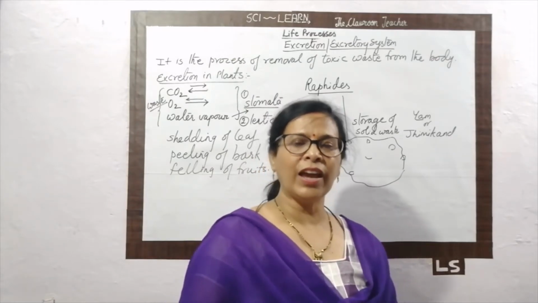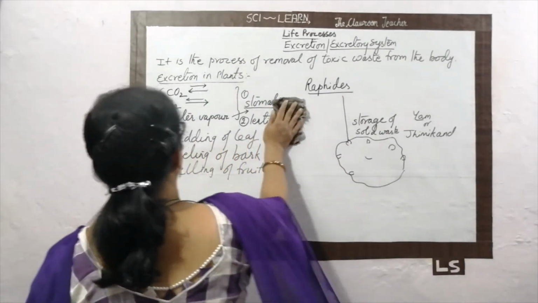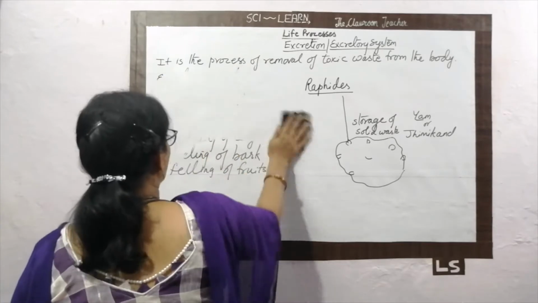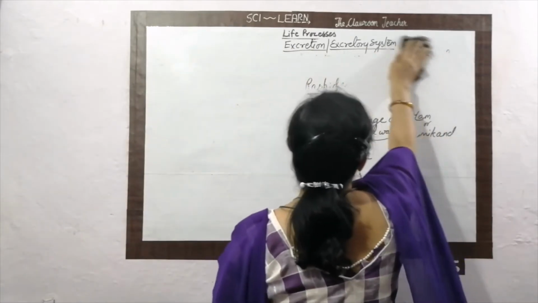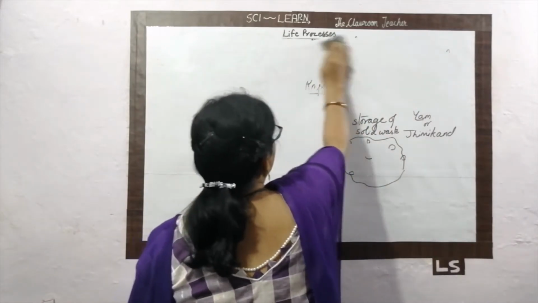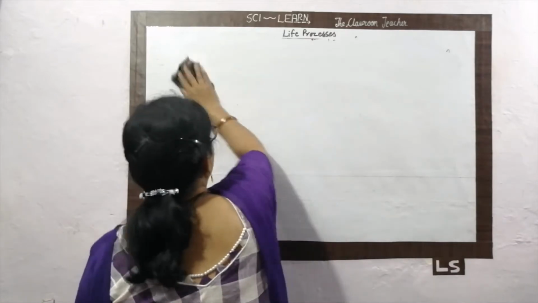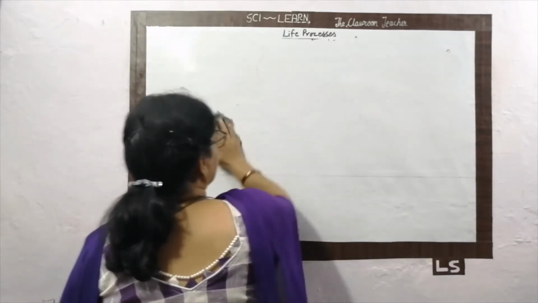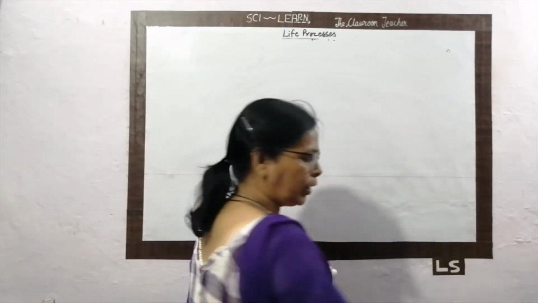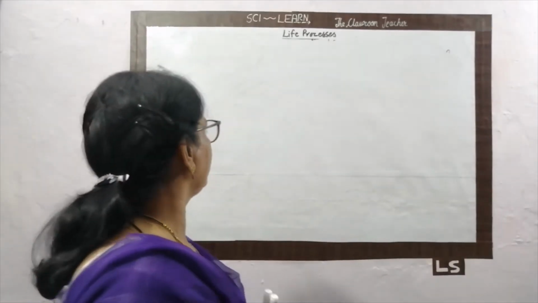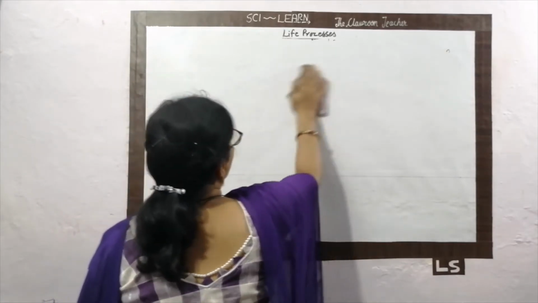So basically, we have to study the process of excretion in human beings. What is excretion? You know very well. The process of removal of toxic substances from the body, whether it is the plant body or the animal body, is called excretion or the excretory system. But what happens in the animal body, especially in the human? We have to study about excretion in the human.